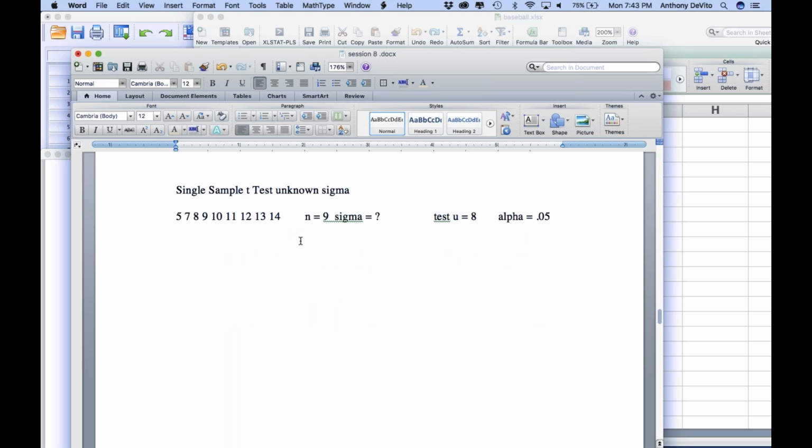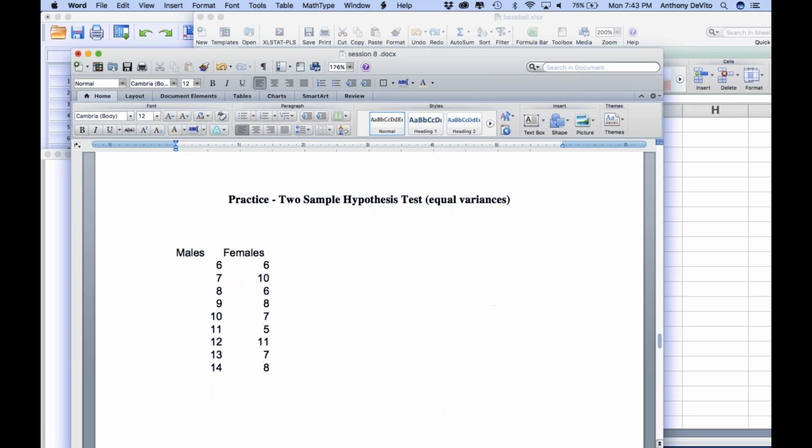Okay, here's another simple single sample t-test, unknown sigma, right? Sample size is 9, sigma is unknown. And we're testing against a known mean of 8, right? So the null hypothesis is that mu for our sample population is equal to 8, or mu is not equal to 8. Let's see if we got something better.